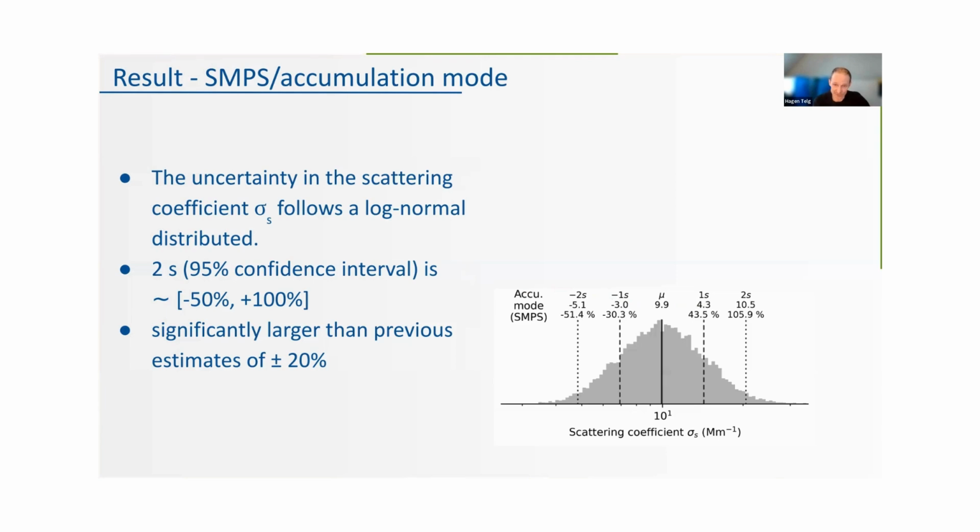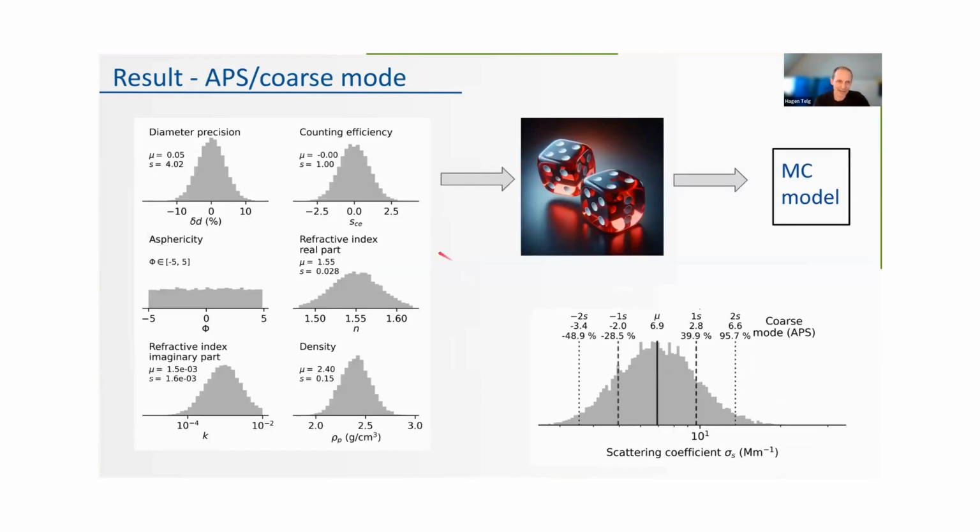And now I'm getting back also to the APS, to the coarse mode part. I just want to show you the results, even though I did not introduce any of the uncertainties involved. And first of all, while all those distributions look pretty similar, they are quite different. For example, the asphericity is twice as big, because it is well known that coarse mode particles are more aspheric. And then the refractive index is quite a bit larger. And also we have one additional parameter that we have to consider, which is the density.